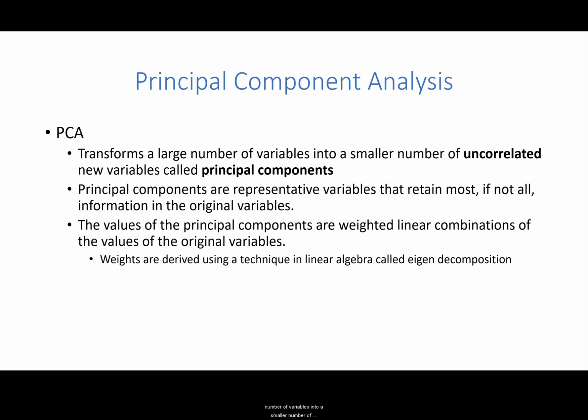First, PCA transforms a large number of variables into a smaller number of uncorrelated new variables called principal components. You need to understand that the final product of PCA are no longer the original variables, but new variables called principal components. Hence the name principal component analysis. A smaller number of principal components will replace the large number of original variables, and this is how dimension reduction is achieved. At the same time, the new variables of principal components are uncorrelated.